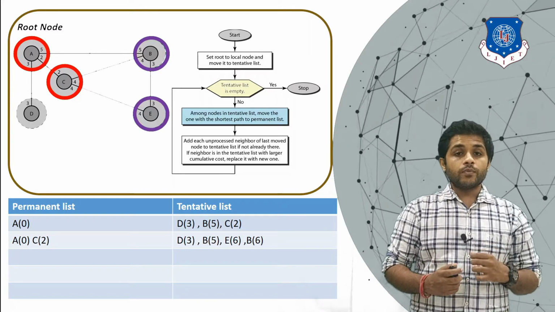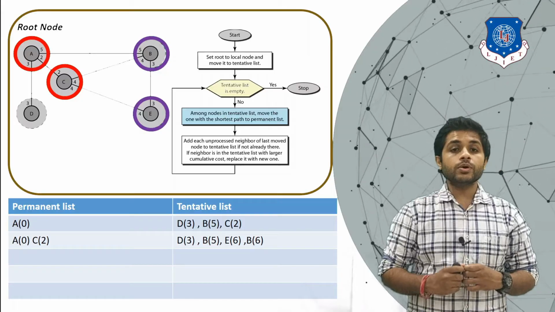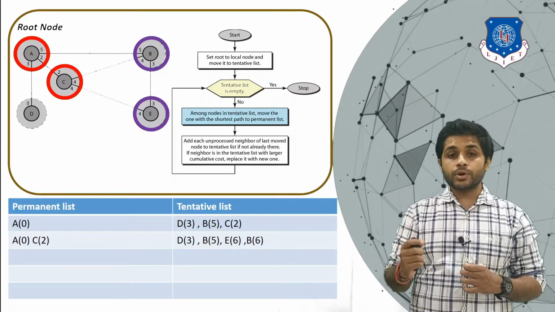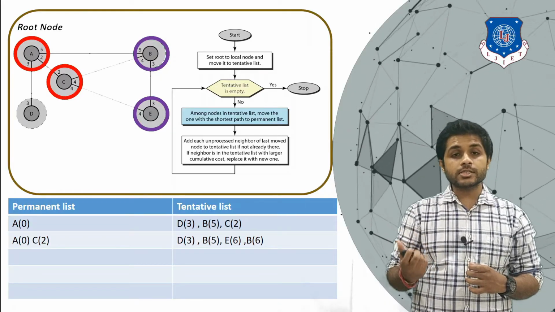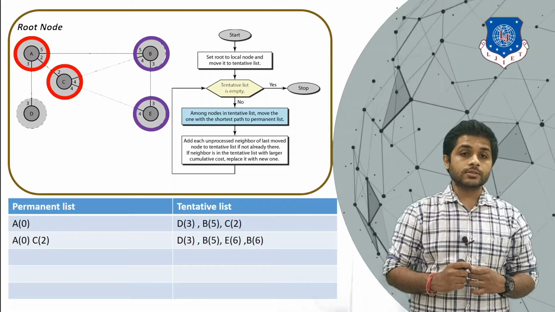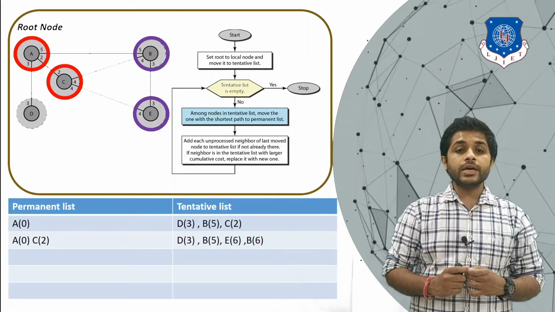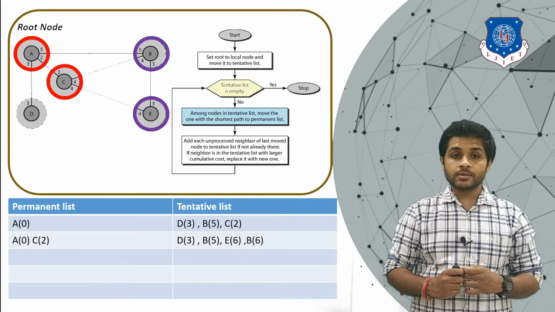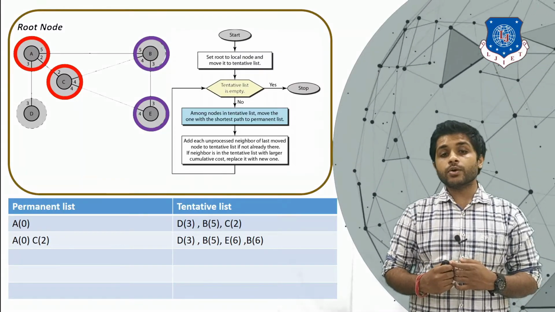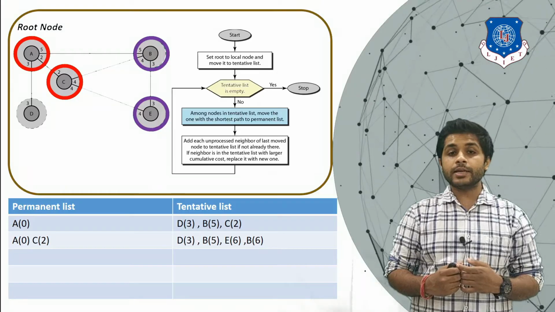Now one more thing that you need to consider is that when you find the same node with different distances, we will only consider the node which is having the shortest distance. You can see that we have B5 and B6. So the node is same but the distance is different. So we will consider only B5 and we will eliminate B6.